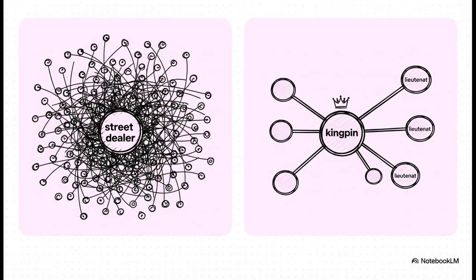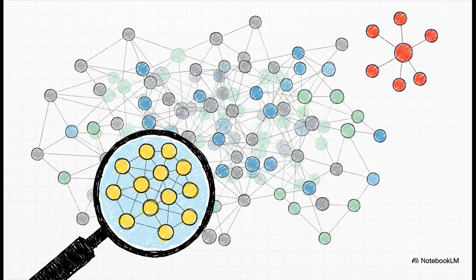Think about it this way. A low-level operator, maybe a street dealer, could be connected to dozens of people. That gives them a really high connection count. But the real leader, the kingpin, they might intentionally have just a couple of direct links, using their lieutenants as buffers. They're totally insulated, they're protected, and they're way, way more powerful. So yeah, just counting connections, it completely misses the point. It's the classic case of quantity over quality.